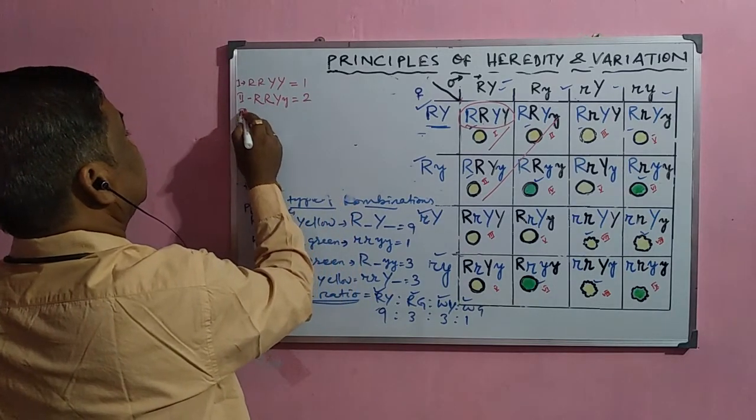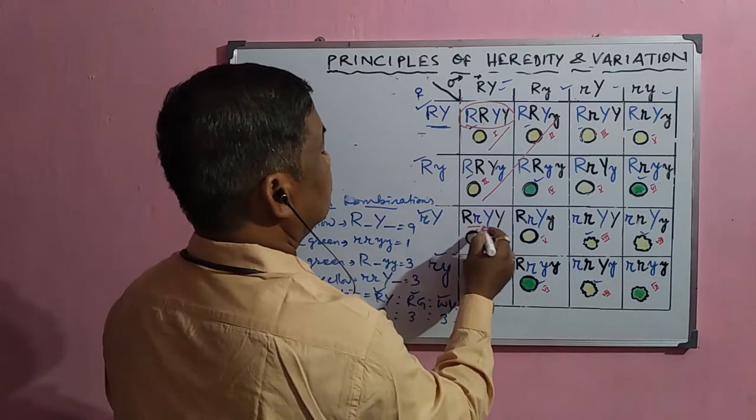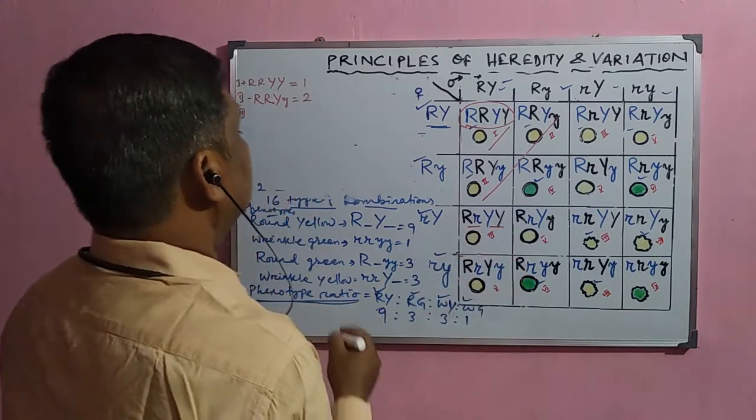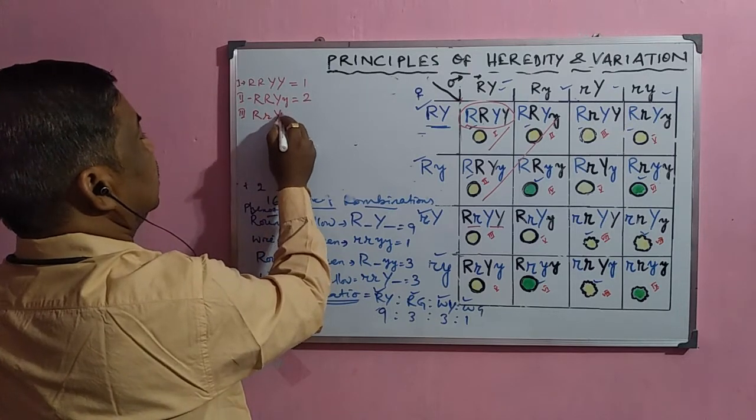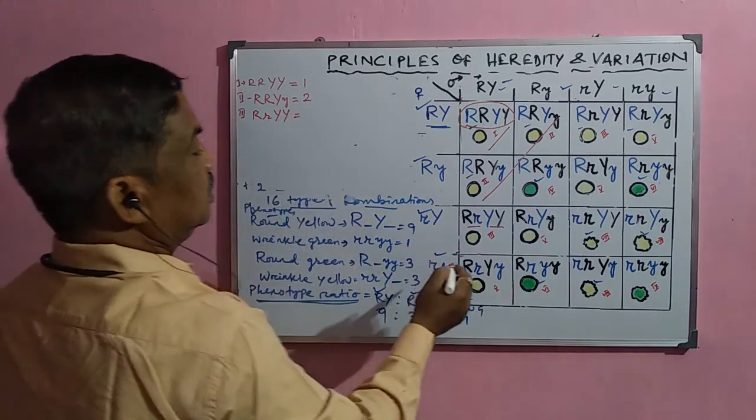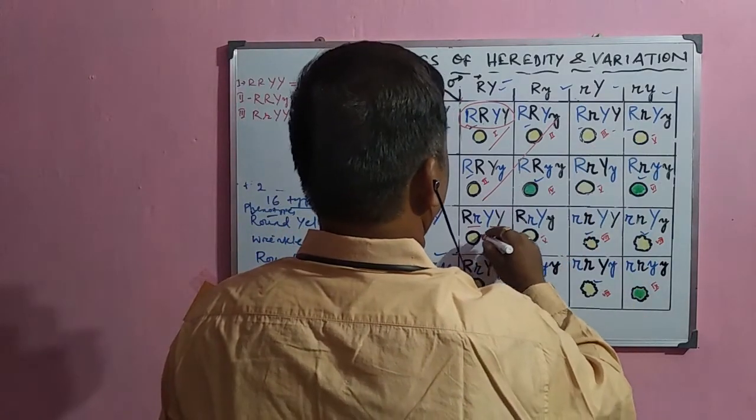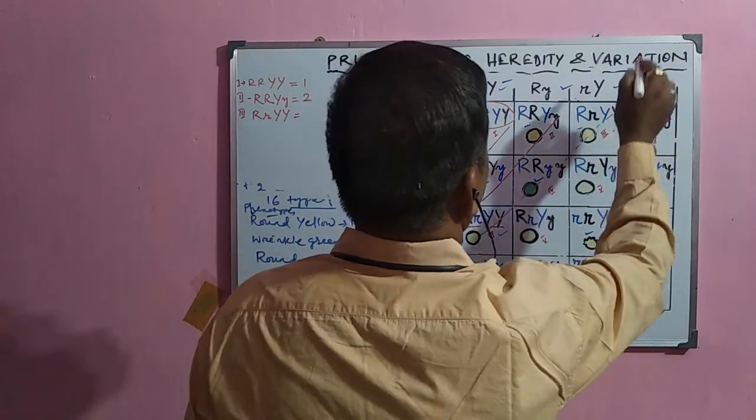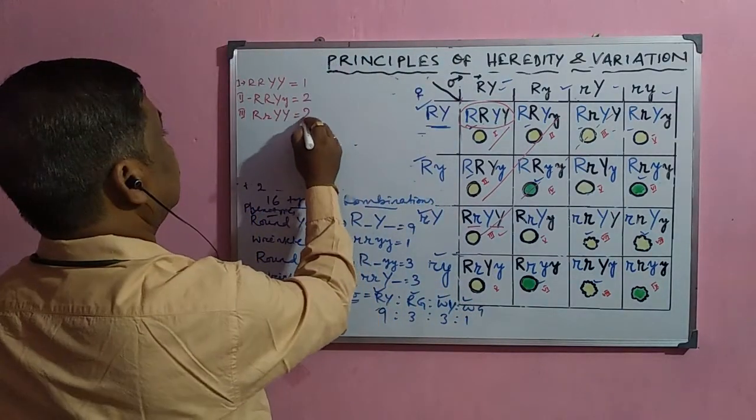Now third. What is the third genotype? Look at here. This is one genotype here. This is the third one. Capital R, small r, capital Y. Now here, one third is here, another third is here. It is also in diagonal basis. Look at here. And this is 2.